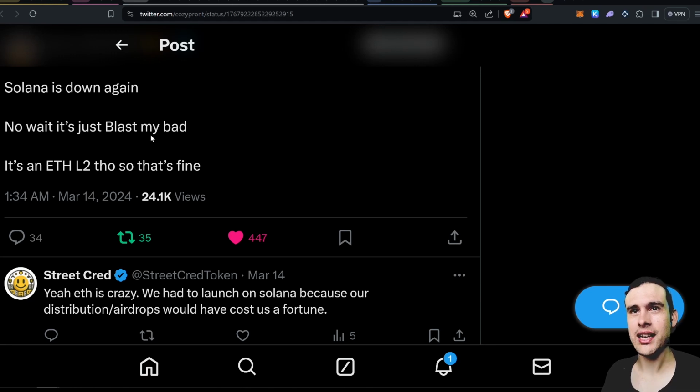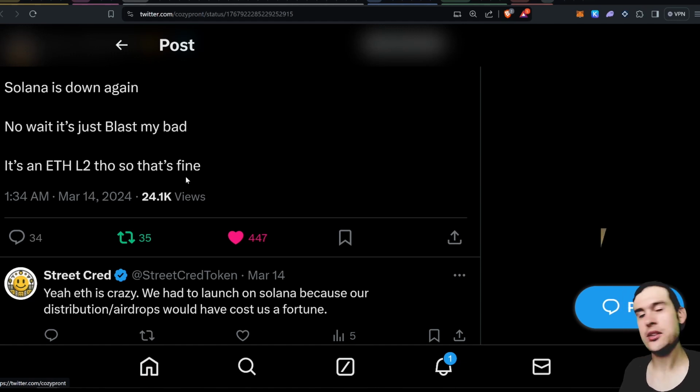Also, Cozy was like, Solana's down again. No, wait, it's just Blast, my bad. It's an ETH L2 though, so that's fine, right? So interesting, when ETH L2s go down, it doesn't mean anything, but when Solana goes down, then it's all about the grave dancing, right? So anyway, Blast went down briefly. It came back up pretty quickly though, so not that big a deal, I wouldn't say.